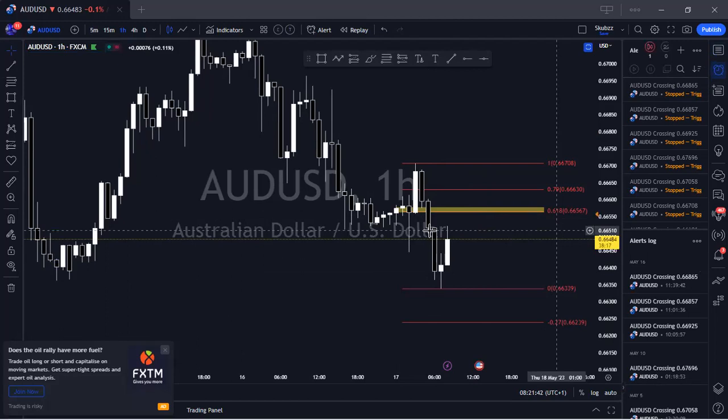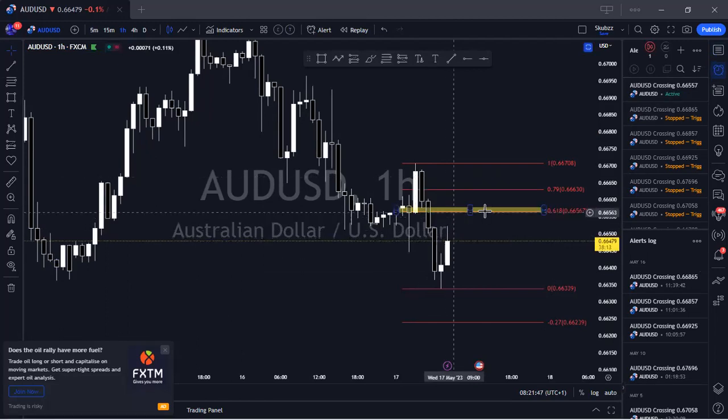So now this is what we'll be looking out for. Price is retracing back up. Once price taps that 0.61, we will be looking for entry criteria on the lower time frame to basically jump on the trade. So that's what we'll be looking out for right now.